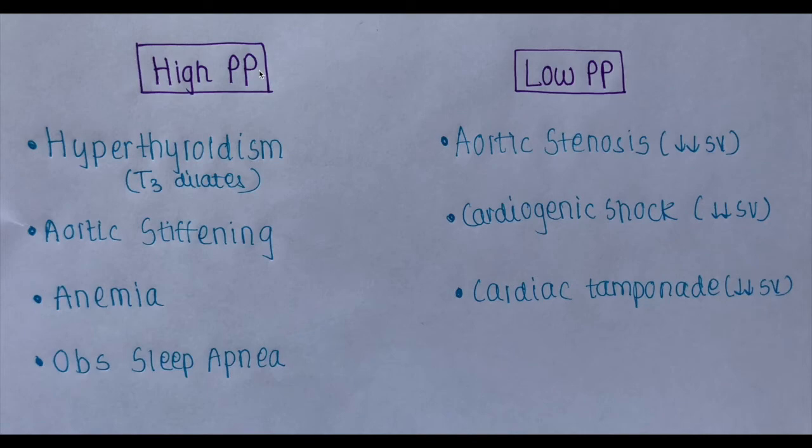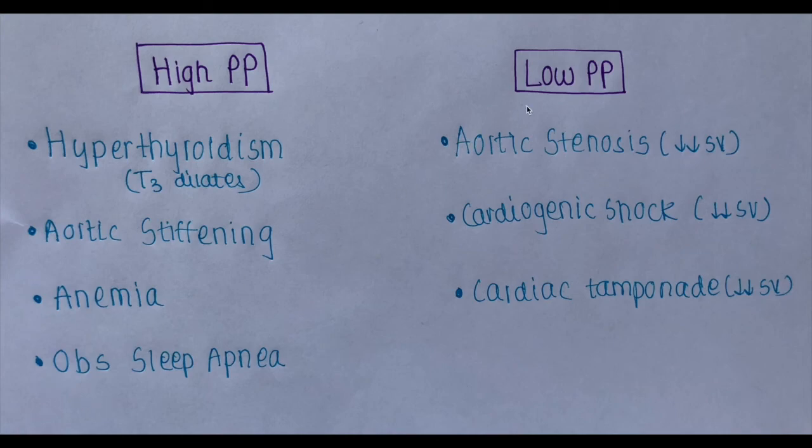There are certain conditions where a higher pulse pressure is generated. Those are hyperthyroidism, where there is excess T3 and T4 production. T3 hormone causes dilation of the vessels, due to which the pressure in the arteries drops and causes a higher pulse pressure. Aortic stiffening, where the aorta becomes non-compliant, it cannot stretch easily, because of which higher pulse pressure is generated. Anemia, where in general the total amount of blood in the body decreases, so less blood flowing, less pressure generated. Obstructive sleep apnea, where there is increased sympathetic tone.